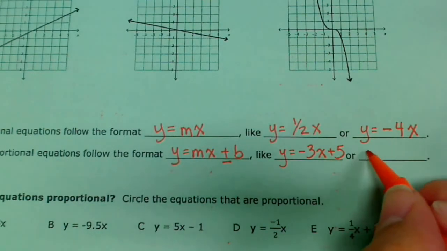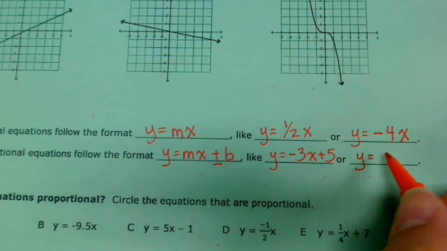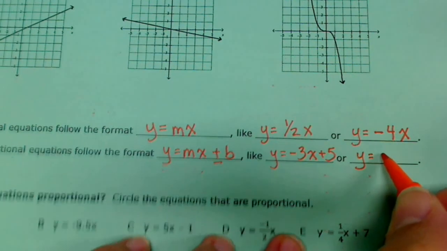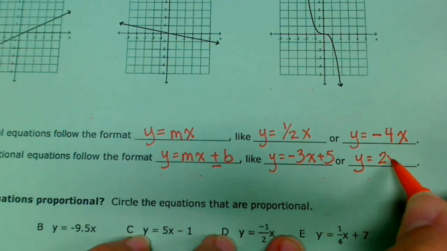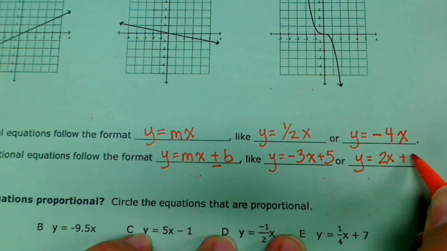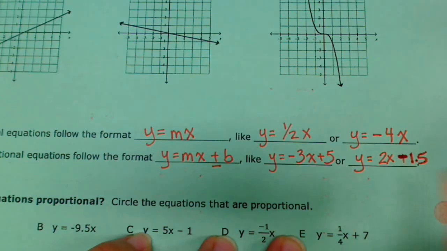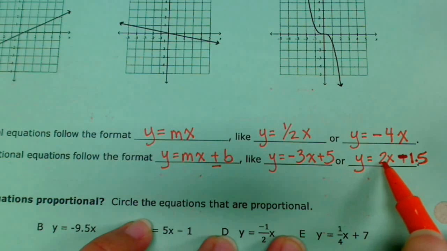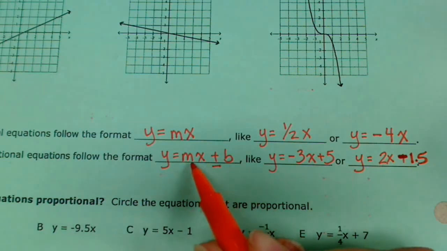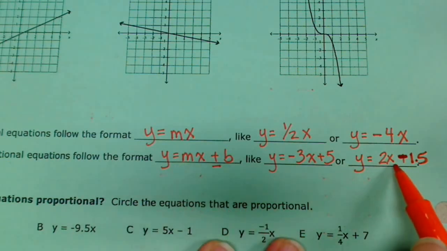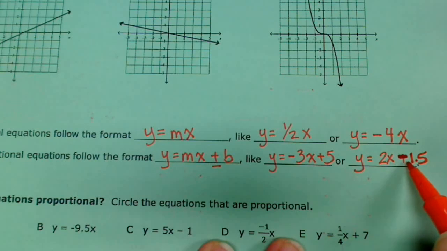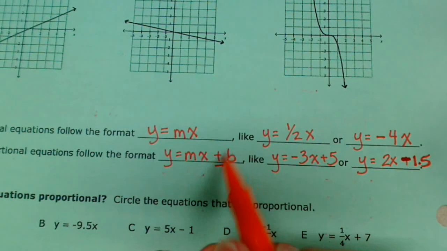So we can also have a fraction, so we can do y is equal to, let's do 2x plus 1.5. Or we can make it minus. Let's do 2x minus 1.5. So here, 2 is the same as m here, and 2 is being multiplied to the variable x, minus 1.5. And the minus 1.5 is represented by the letter b.